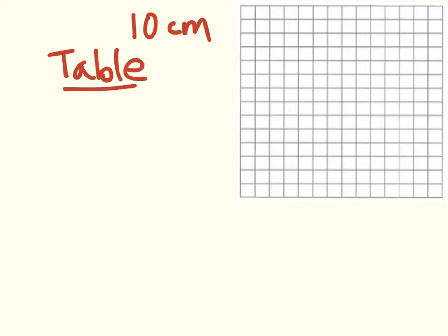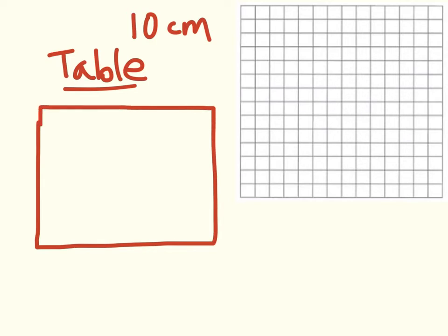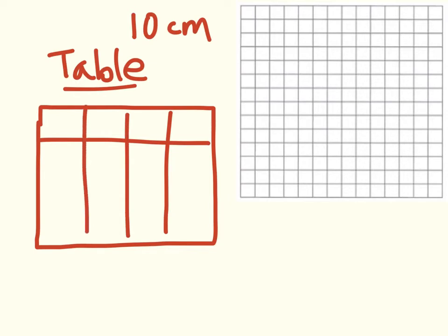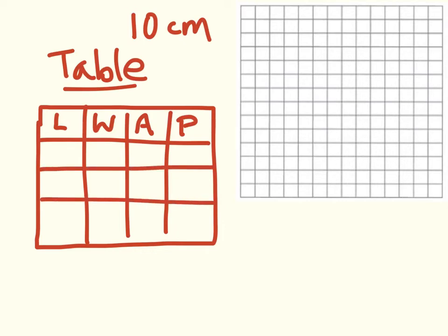So let's start with this. We're going to make a table, and we'll try to make it nice and neat. And our table should have 4 sections like that. We're going to have length, width, area, and perimeter. And I'm going to put some different options down here. Okay, so remember that our perimeter has to be 10. So we know we have to have a 10 centimeter perimeter.